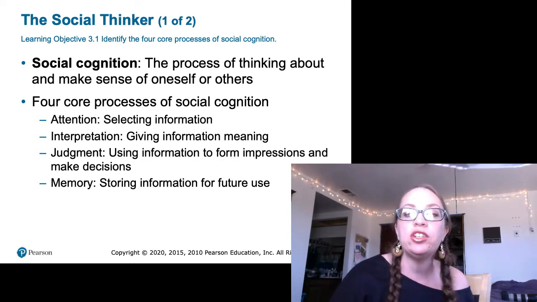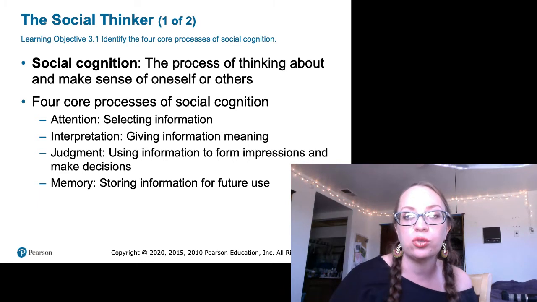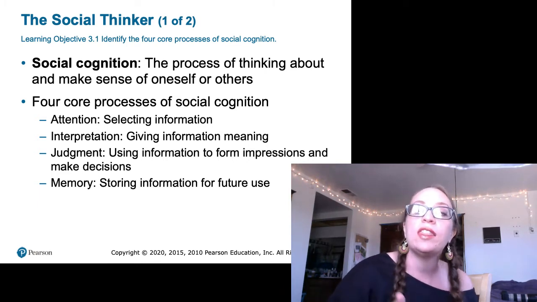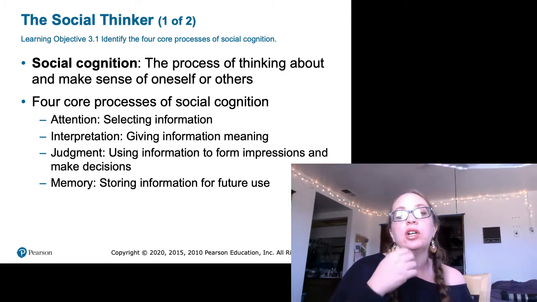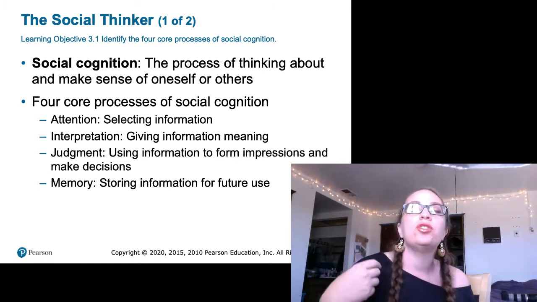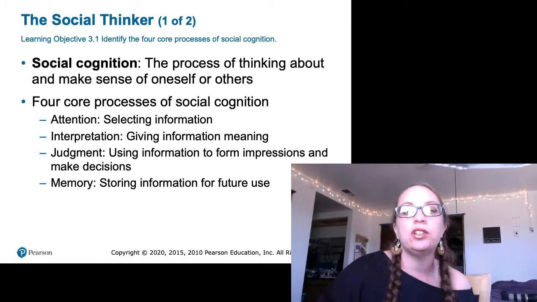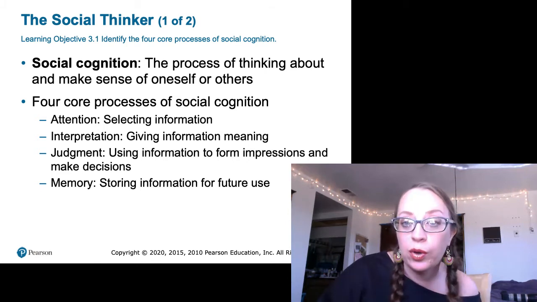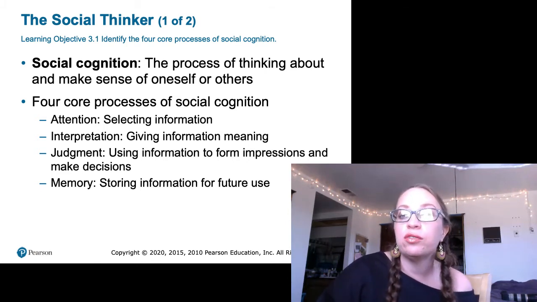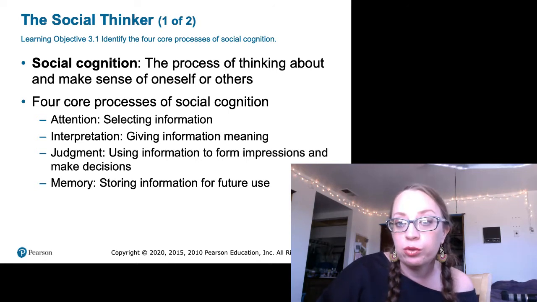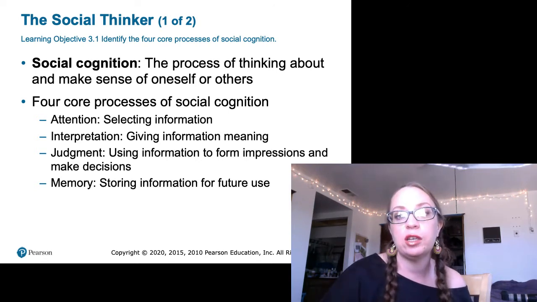So paying attention to something is not enough to understand the social situation. We still need to determine what that information means. In other words, we must interpret social information, and then we must give it meaning. Most social behavior can be interpreted in multiple ways, and we're likely to reach different conclusions than other people will reach, even when we are paying attention to the same information.